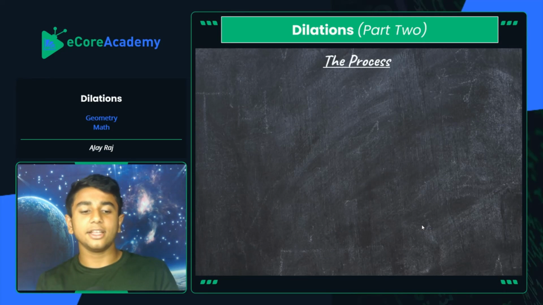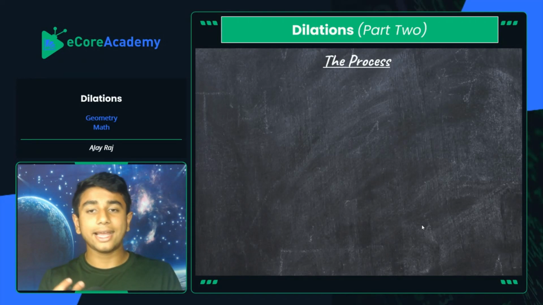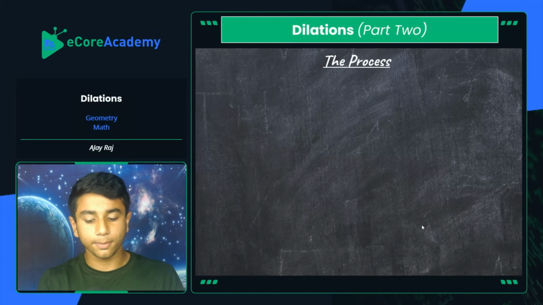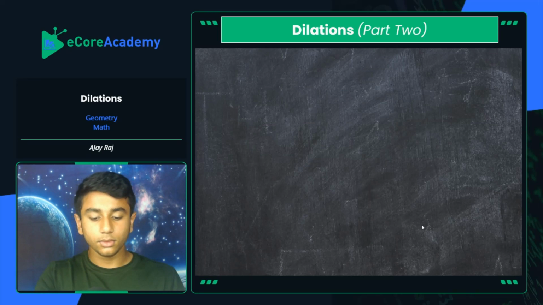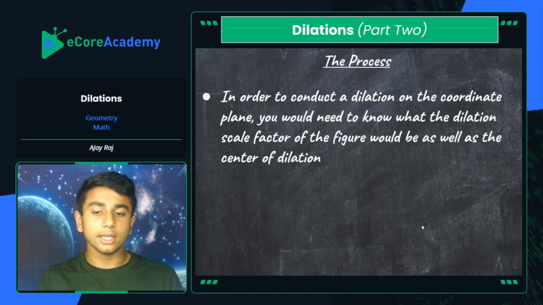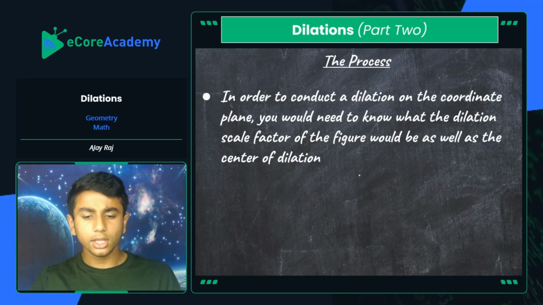So let's look at the dilation process now that we have a good grasp of what actually dilations are and how they're representative of similarity. In order to conduct a dilation on the coordinate plane, you would need to know what the dilation scale factor of the figure would be, as well as the center of dilation. So basically what that means is, if you're given a blank transformation, all the information that you would need to know is the scale factor and the center of dilation, and I will explain that right here.